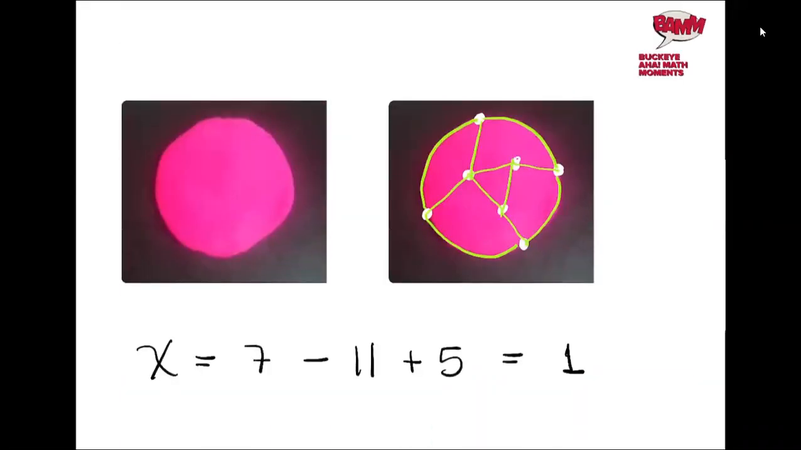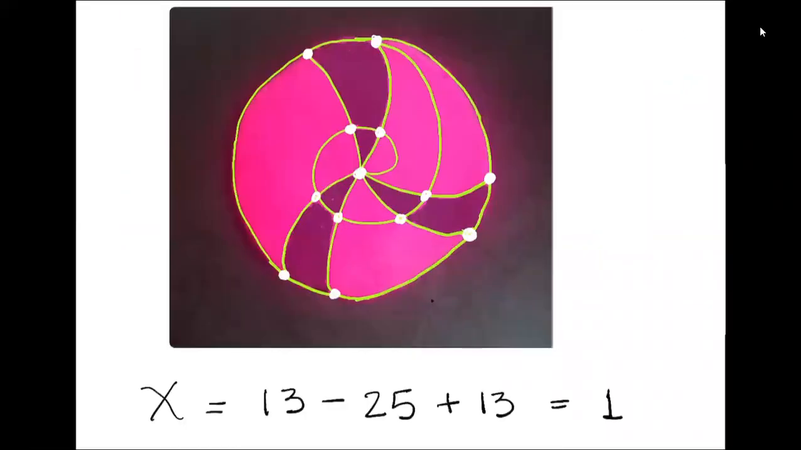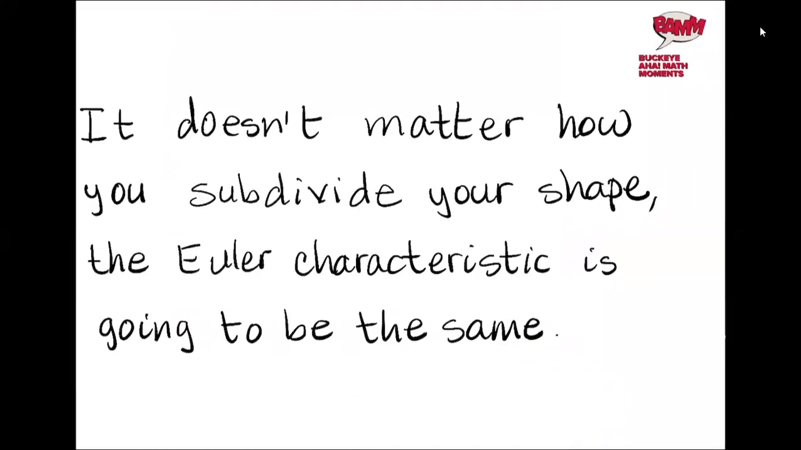And here is another subdivision. In this case, we have 7 vertices, 11 edges, and 5 faces. And notice this is also equal to 1. And still one more, if you are more into art and figures not having to be so straight a line. This is another subdivision, and we count, and we get that the Euler characteristic is equal to 1. It doesn't matter how you subdivide your shape, the Euler characteristic is going to be the same.